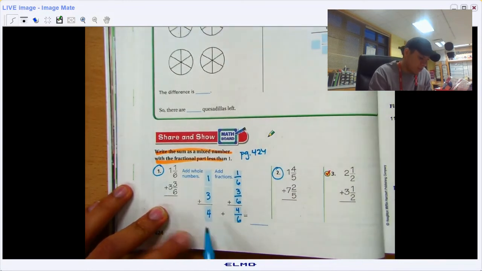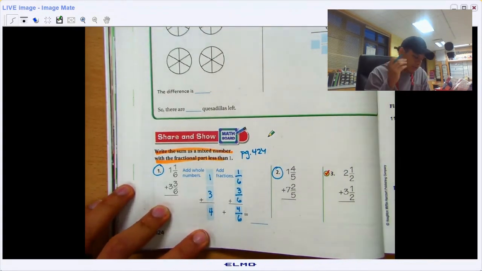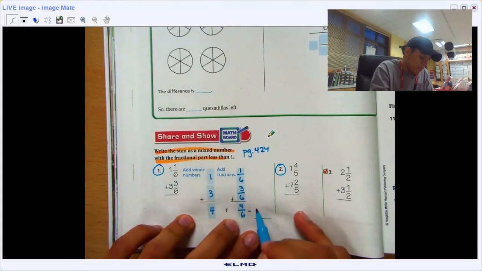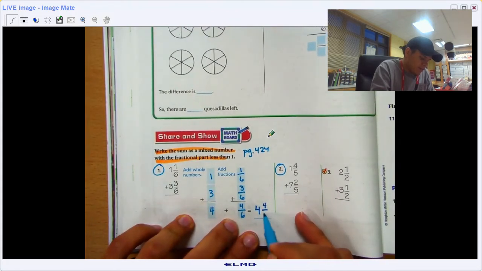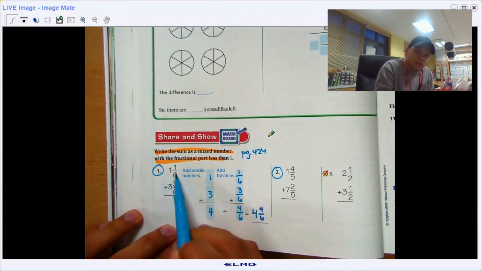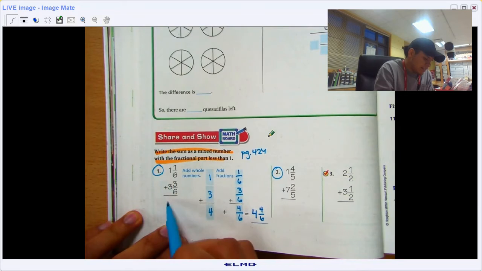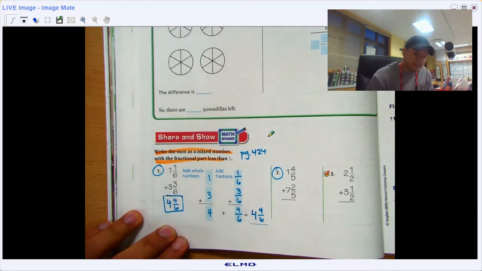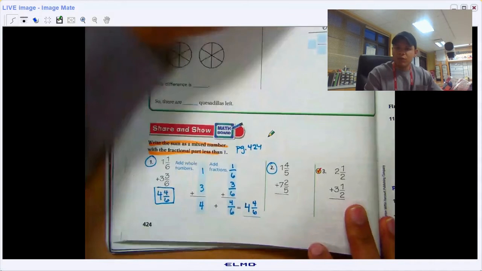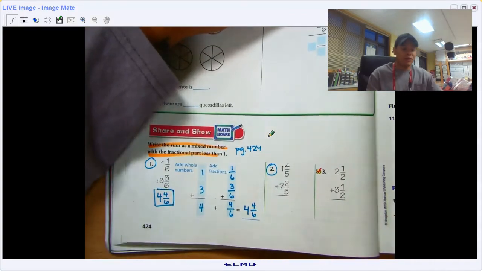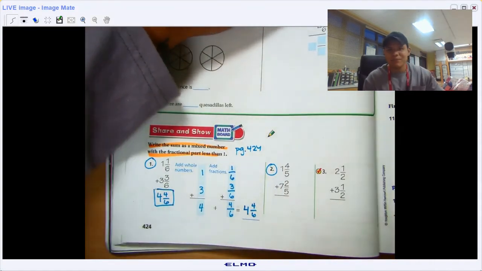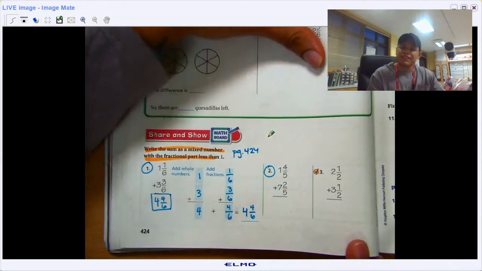Then what we can do is we can go ahead and rewrite those, make sure that it is a mixed number. And we have 4 and 4/6. So 1 and 1/6 plus 3 and 3/6 gives me a sum of 4 and 4/6. All right, that one was nice and pretty. Number 2, you might already notice, not going to be as pretty. But we're going to do it the same way.